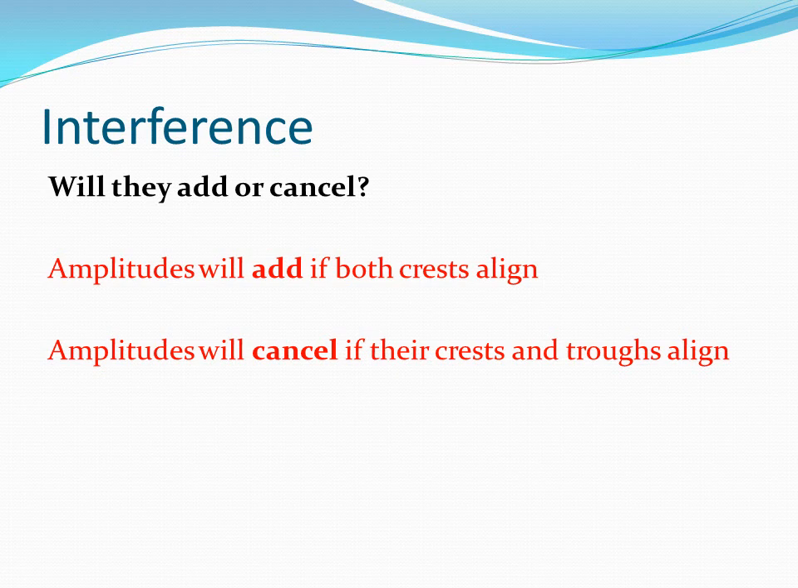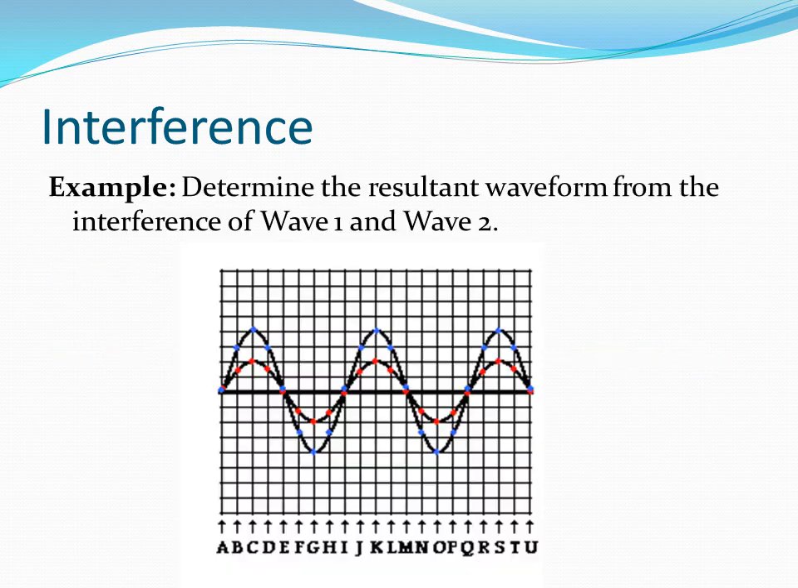Again, your amplitudes will add if crests align. Your amplitudes will cancel if their crests and troughs align. I want you to go ahead and try this, and this is an example.